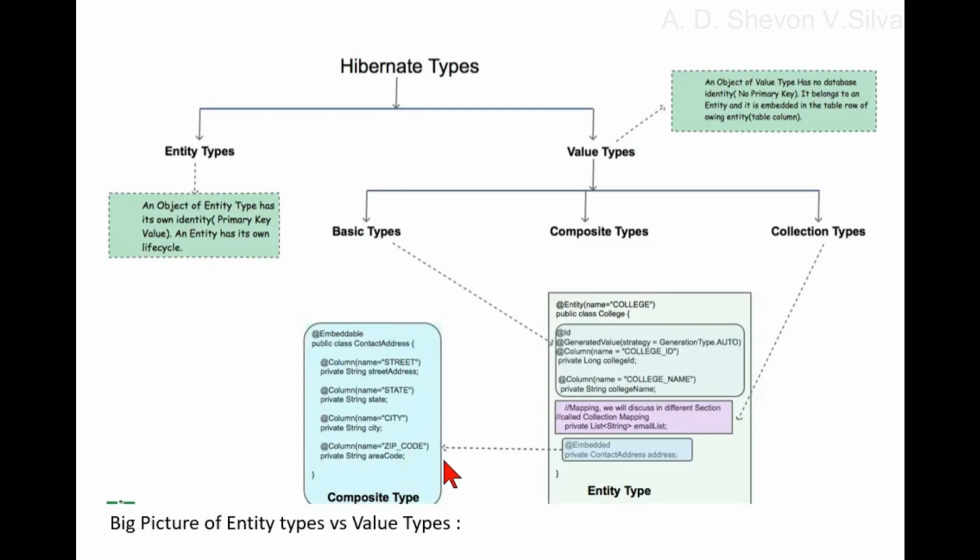Collection value types. Hibernate allows persisting collections. Collection value types subcategorize into three types: collection of basic value types, collection of composite or embeddable types, collection of custom types.